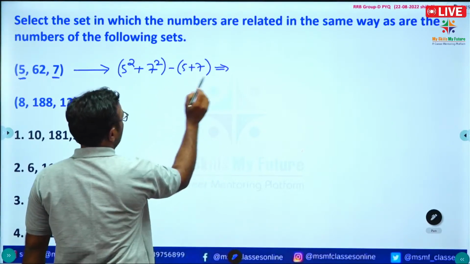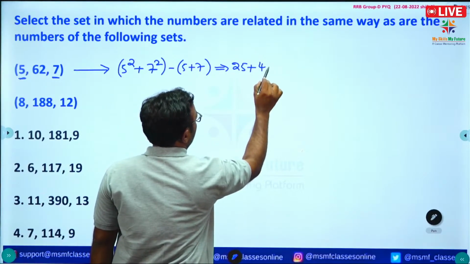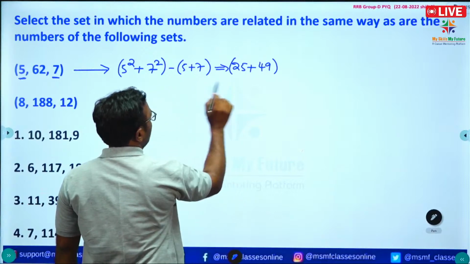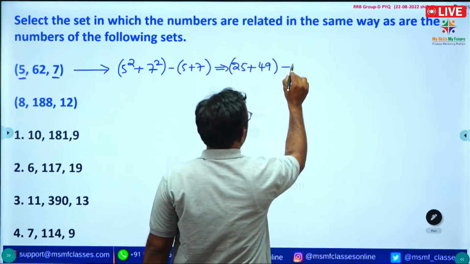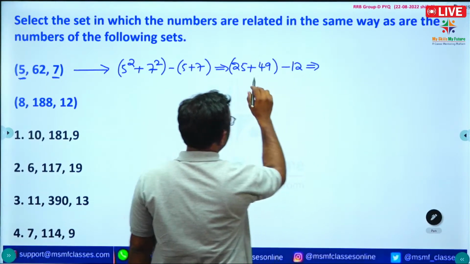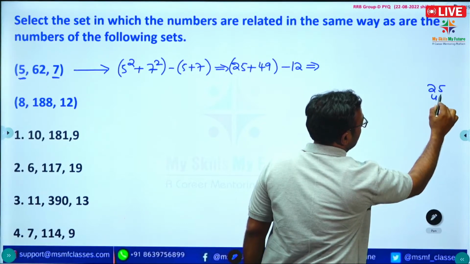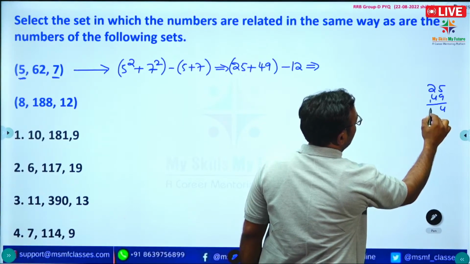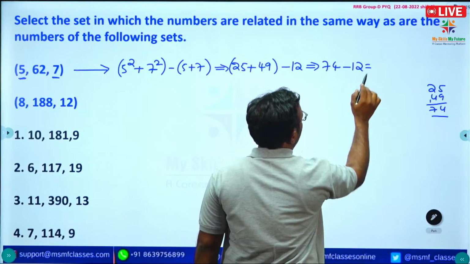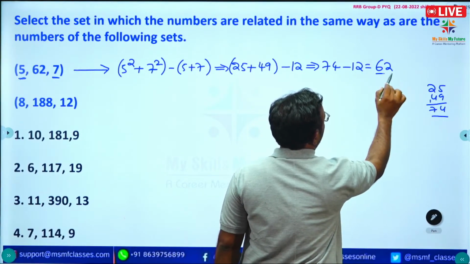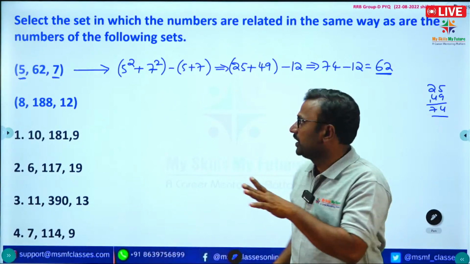See here, 5 square 25 plus 7 square 49 minus 5 plus 7, 5 plus 7 we get 12. Okay. So 25 plus 49 we get 74. So 74 minus 12 we get 62. Okay. So I hope you can identify the logic here.